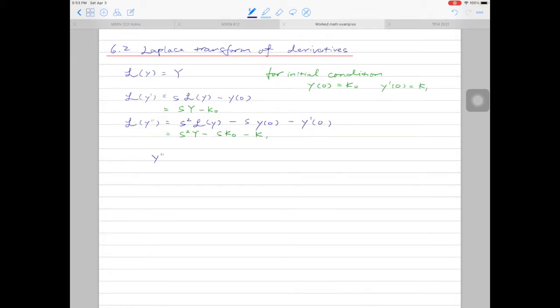Now let's look at the general form of a second order differential equation. That's y double prime plus ay prime plus by equals r(t). Apply Laplace transform on both sides. We can write it in the new format. The Laplace transform of lowercase r(t) is simply capital R(s). There is a mistake in my note here, which I will correct later.